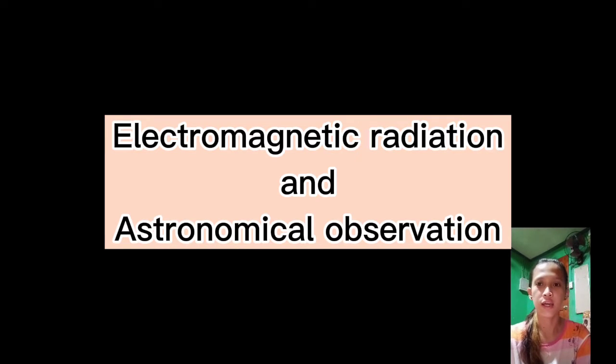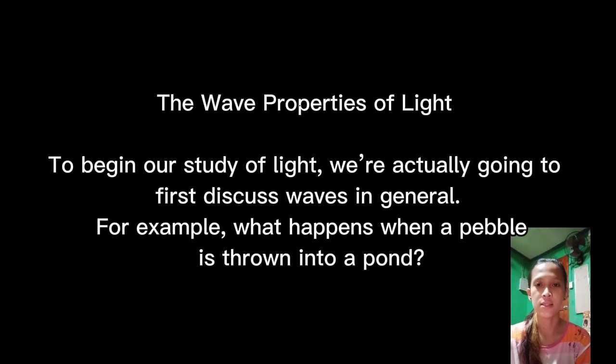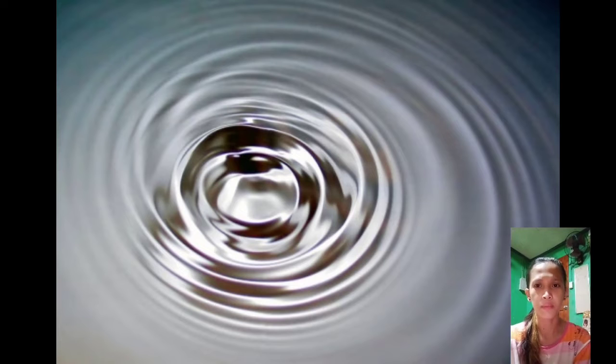Electromagnetic radiation and astronomical observations, the wave properties of light. To begin our study of light, we're actually going to first discuss waves in general. For example, what happens when a pebble is thrown into a pond?